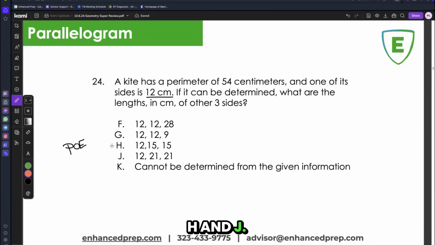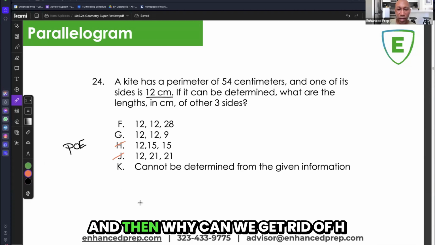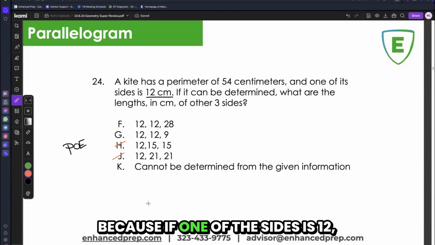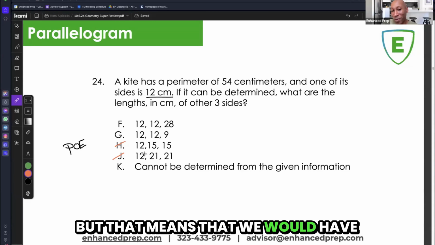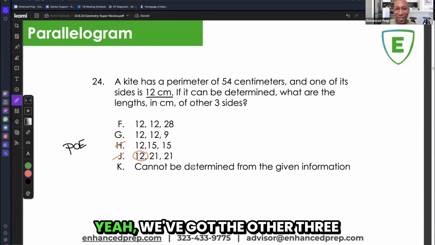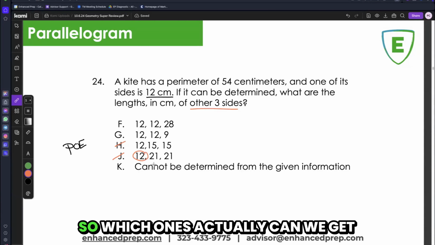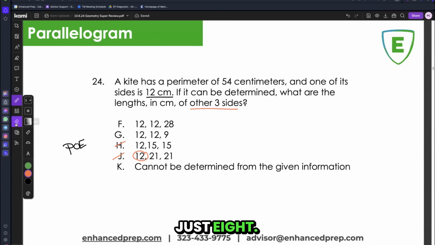H and J. Okay, H and J. Cool. And then why can we get rid of H and J? Because if one of the sides is 12, that means another side has to be 12. But there's only one 12 in those. So that means that we would have another side that's 12, right? Yeah, because we're asking about the other three sides. So which ones actually can we get rid of? Just 8. No, no, no.